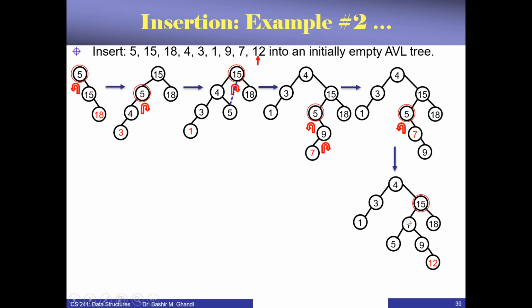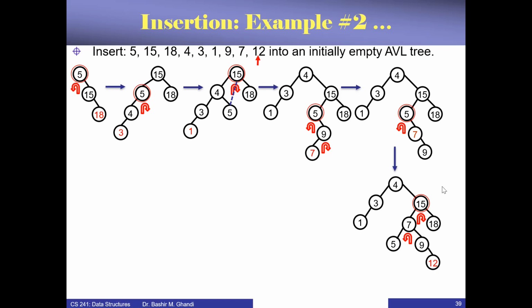Okay, left-right. As you move from the node that has the problem to the new node, counting twice, we have left and right. So that requires a left-right double rotation, but the left rotation is on the left child 7, and the right rotation is on the 15.